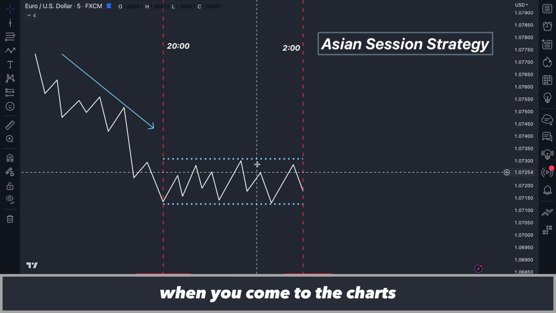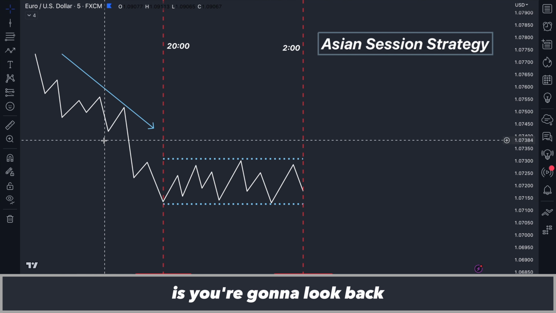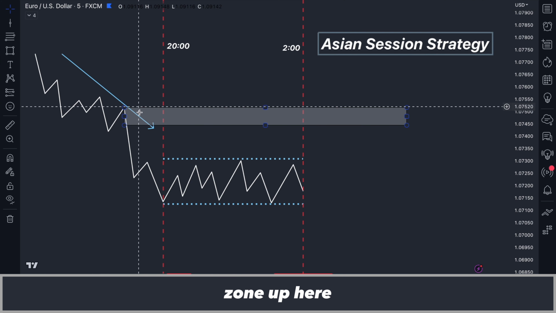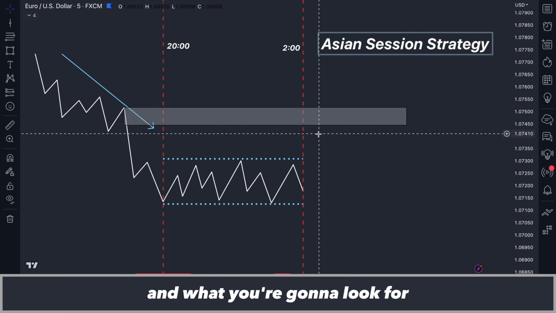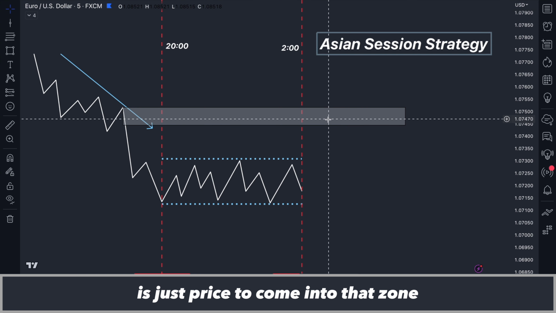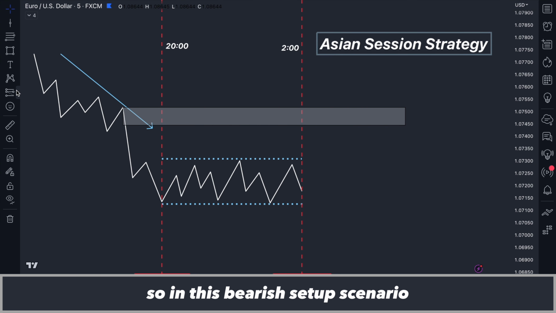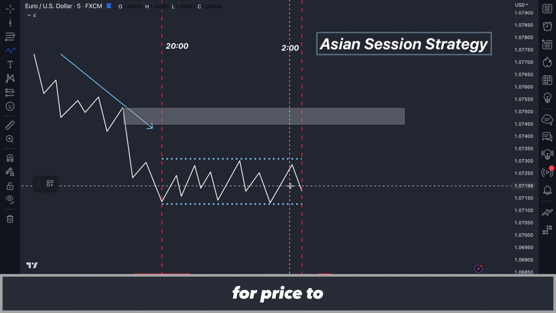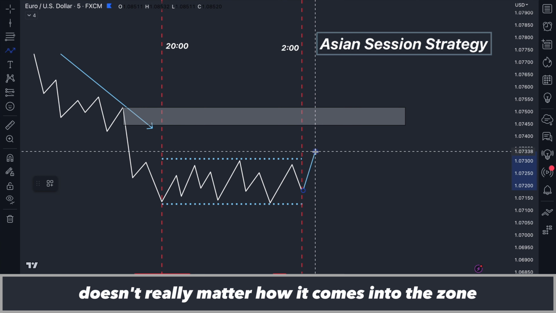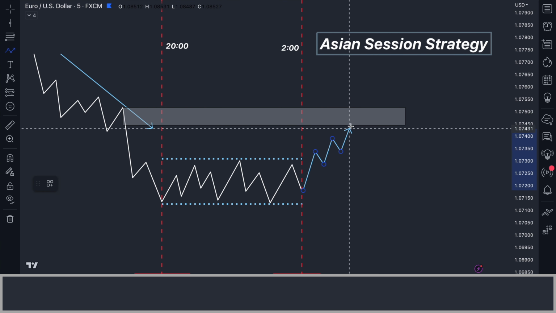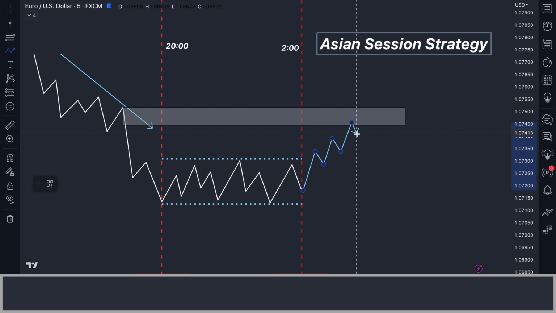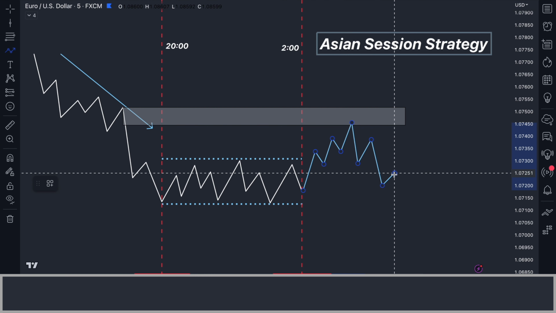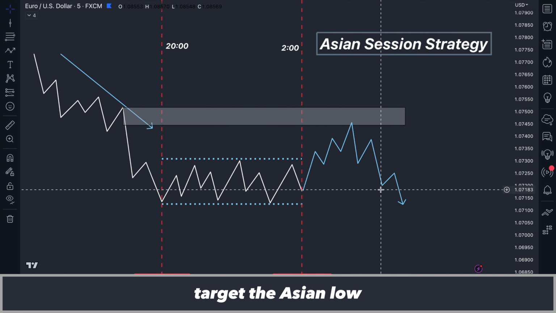And so what you're going to do when you come to the charts after the Asian session is you're going to look back, and in this case you're going to look for some supply zones that are fresh. So you could have a supply zone up here, draw it out with your box tool, and what you're going to look for is just price to come into that zone and then take off. So in this bearish setup scenario, it doesn't really matter how it comes into the zone, you just want it to come into the zone, and then you're going to place your sell limit on the zone, and effectively it won't go straight down, but you'll do something like this, and you're looking to target the Asian low.